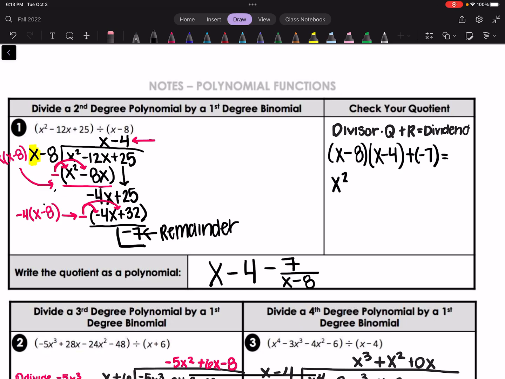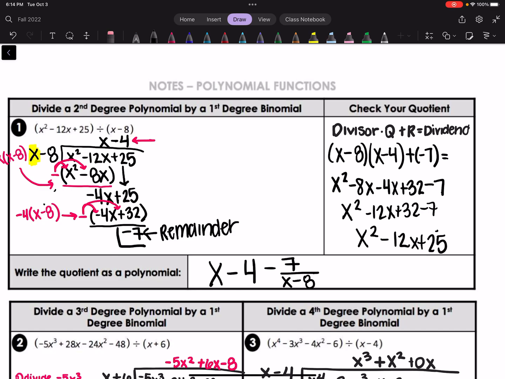So if I FOIL out my two binomials, I would get x squared minus 12x plus 32. And then I just subtract my 7 to get x squared minus 12x plus 25. And we can see that my result goes directly back to my original polynomial, so I know that I did my division correctly.